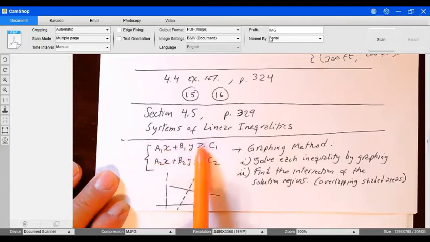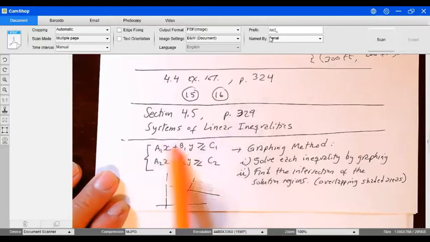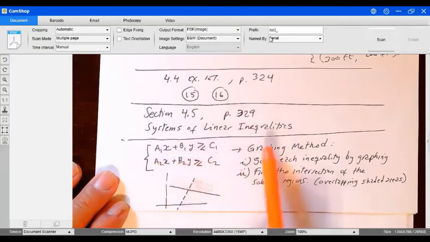These symbols are not used in these ways. This is just for you to understand that this is an inequality symbol and that the symbol can go in any direction. So this is the first inequality. This is the second linear inequality. We're going to use the graphing method.